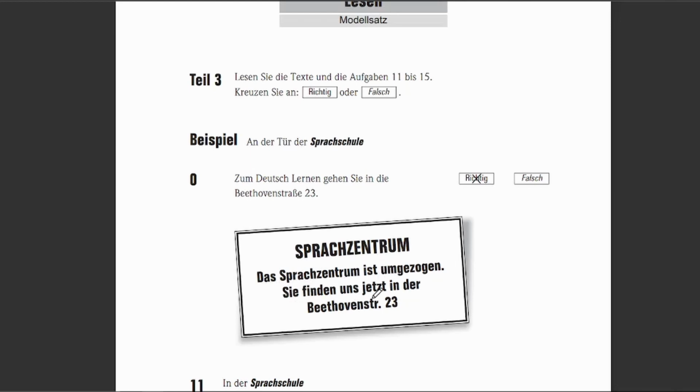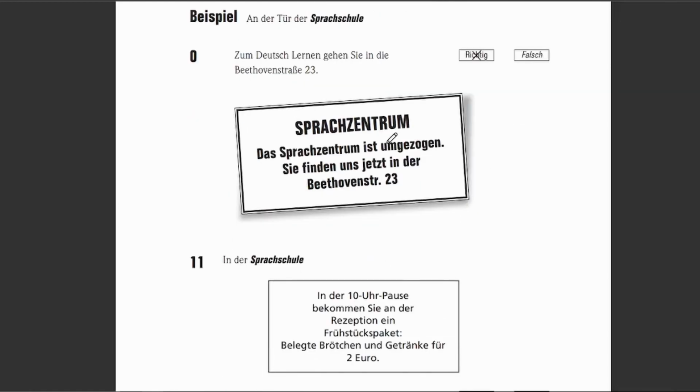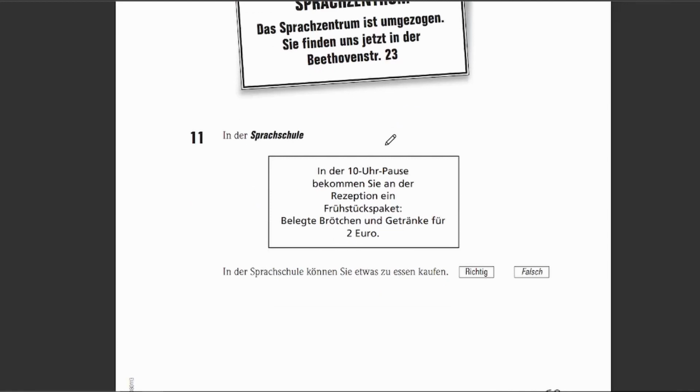Sie finden uns jetzt in der Beethovenstraße 23. So this is a notice saying, hey, we have changed our address and our address is here. So here it is saying, zum Deutsch lernen gehen Sie in die Beethovenstraße 23. Of course, this is correct, because if you want to learn German, you have to go to this new address. So it's correct. Similarly, let's do the other questions in the same fashion.